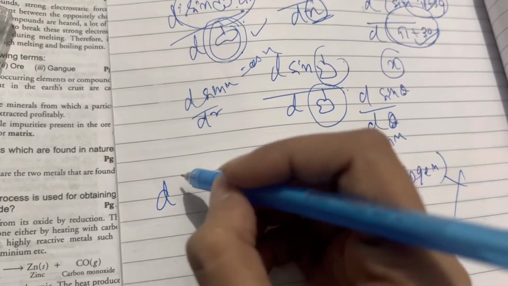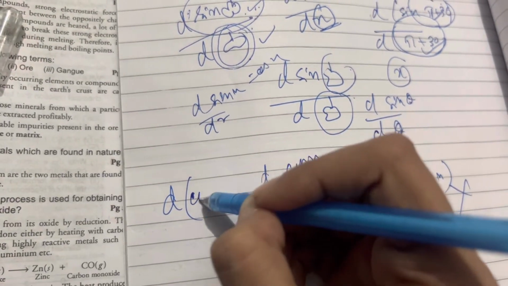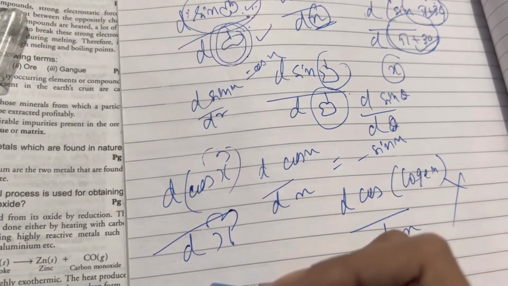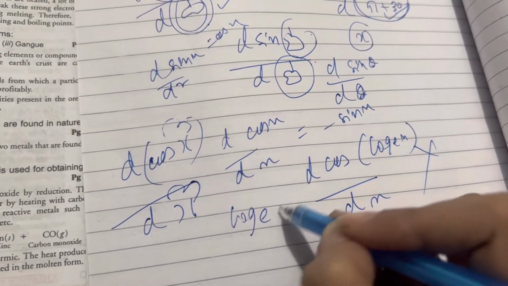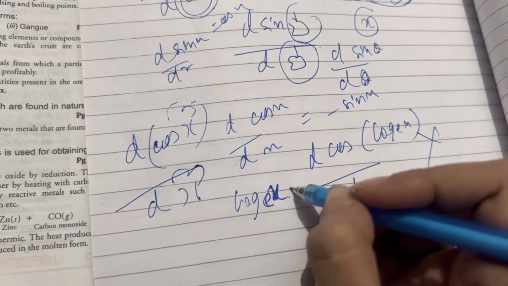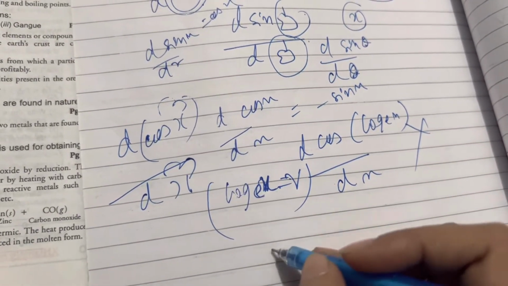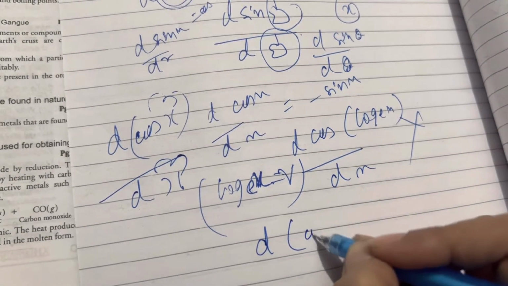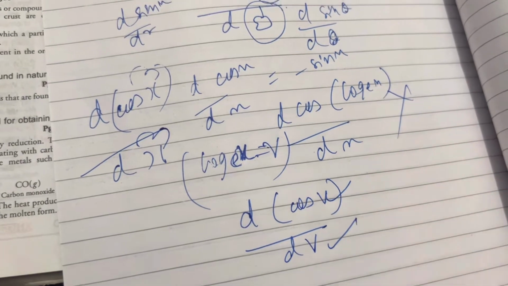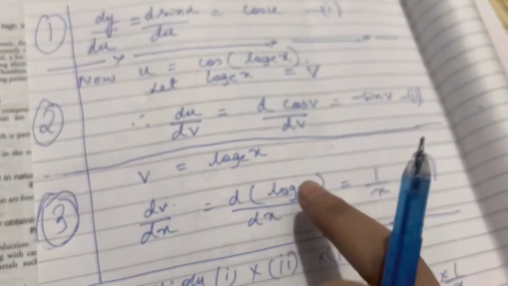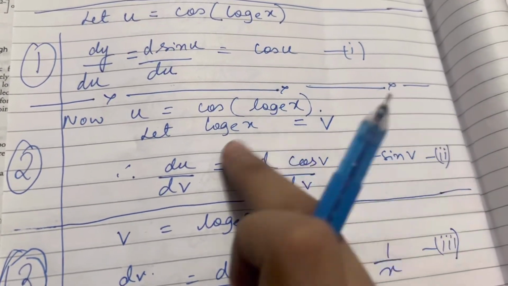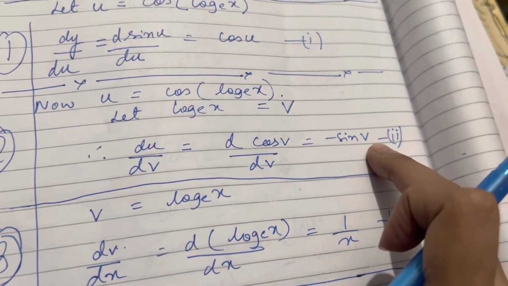The derivative of cos, again, has to be with respect to what is inside cos. So we have considered log x base e as v. So now instead of this, you can write cos v with respect to v, which is minus sin v.